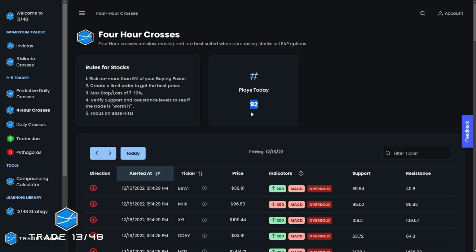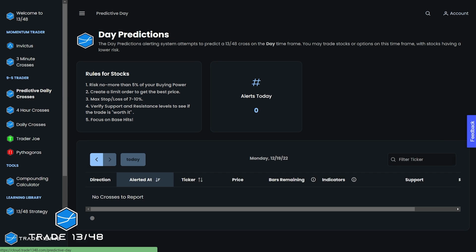All right, going back to the chart here, we have the predictive daily crosses. There's a little confusion as to what Pythagoras and predictive daily crosses are, but we have descriptions above every item here. On this one, we can see the day predictions alerting system attempts to predict a 13/48 cross on a day time frame. You may trade stocks or options on this time frame, with the stocks having a lower risk.